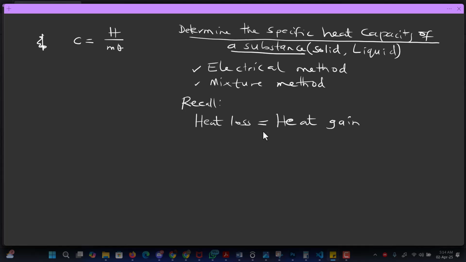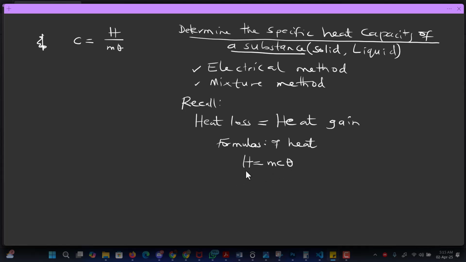Now, since I've already talked about heat loss, let's remember the formulas for heat. Since I've already said it's going to be heat loss equal to heat gain, what are the various formulas for heat? One of the formulas of heat that I told you from the beginning of this class is H equals m c theta. This is called quantity of heat, mass, specific capacity, and temperature rise.